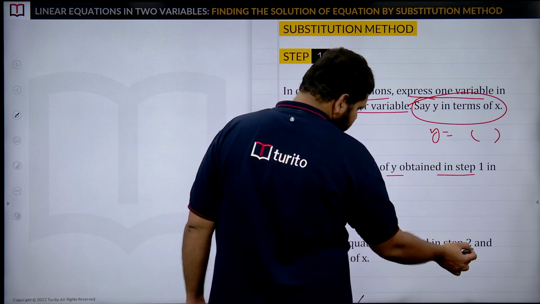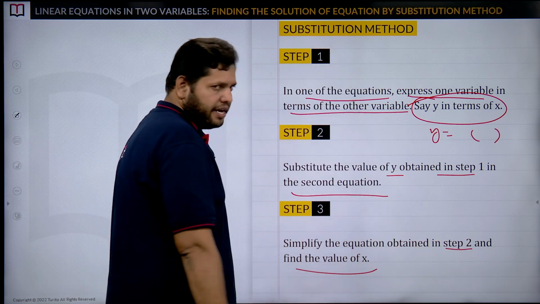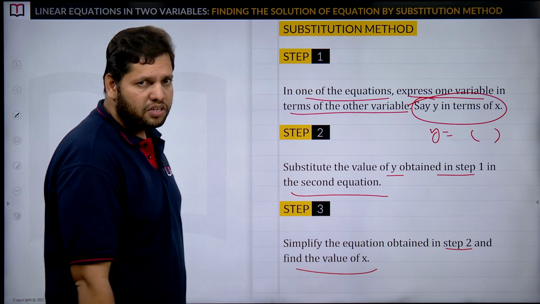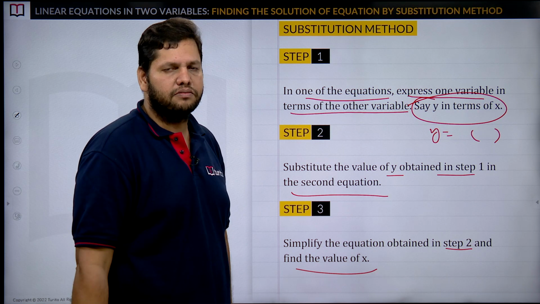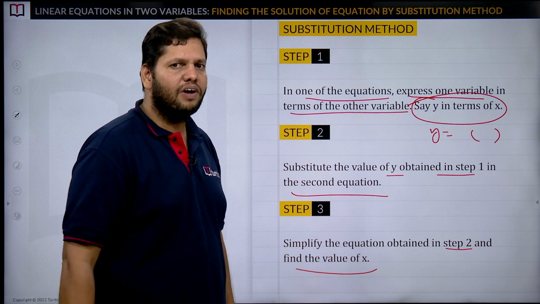Simplify the equation in step 2 and find the value of x. Because after substituting y in terms of x, the equation becomes an equation in terms of only x. So from that you find the value of x, children.